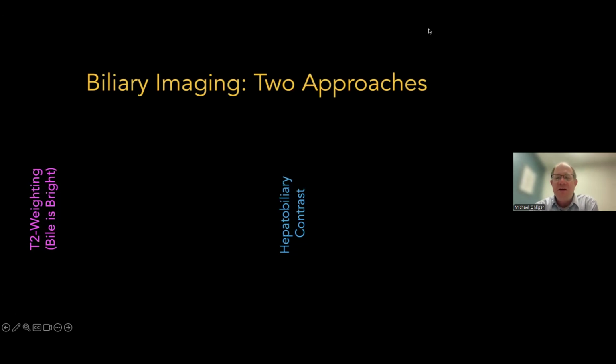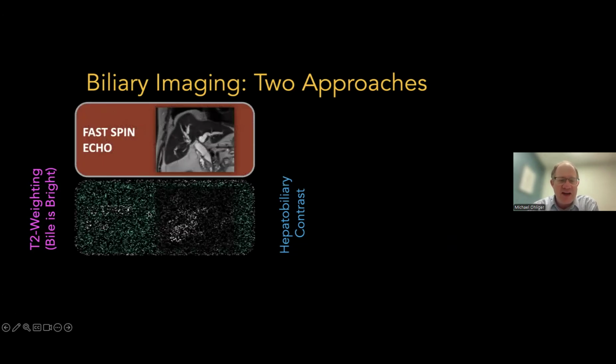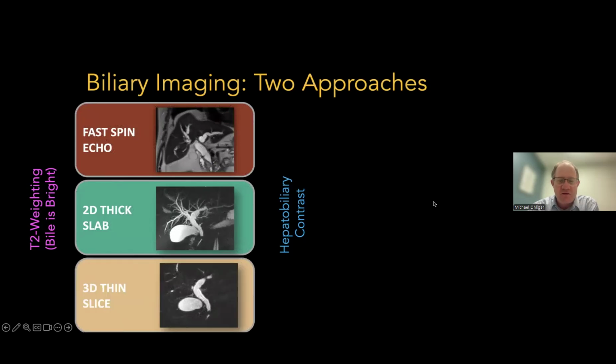Okay, so what I want to talk about now is biliary imaging, and we're just going to focus on the bile ducts. The reason I like to go over this, and I do this for our radiology residents too, is because when we look at the bile ducts on an MRI, we actually have several approaches that we can take.